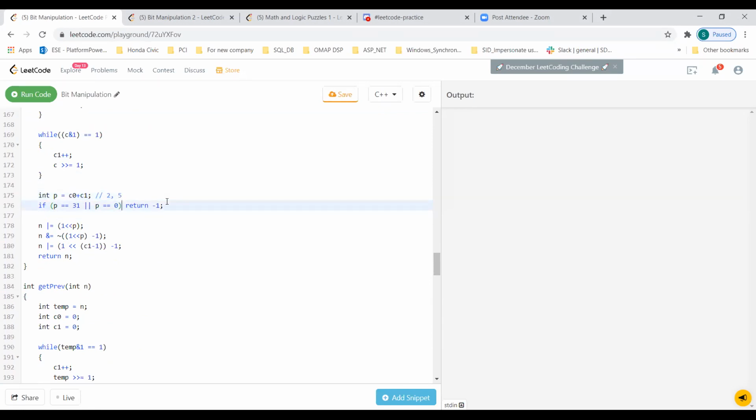So when I come here, this is the edge case. When p is equal to 31, it means it is the very last bit. And if p is equal to 0, I can't do anything, right? So if all my numbers are zeros, and the sign bit is set to 1, it is the highest number, I can't do anything.